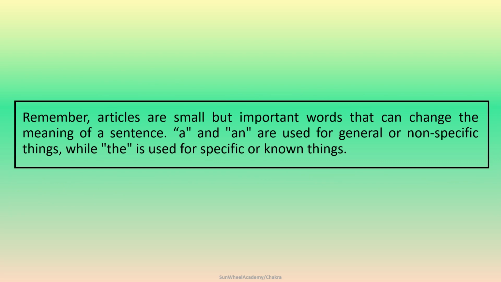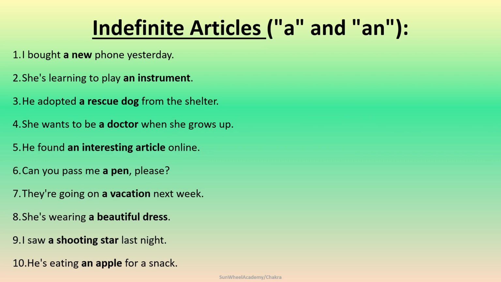Remember, articles are small but important words that can change the meaning of a sentence. A and an are used for general or non-specific things, while the is used for specific or known things.